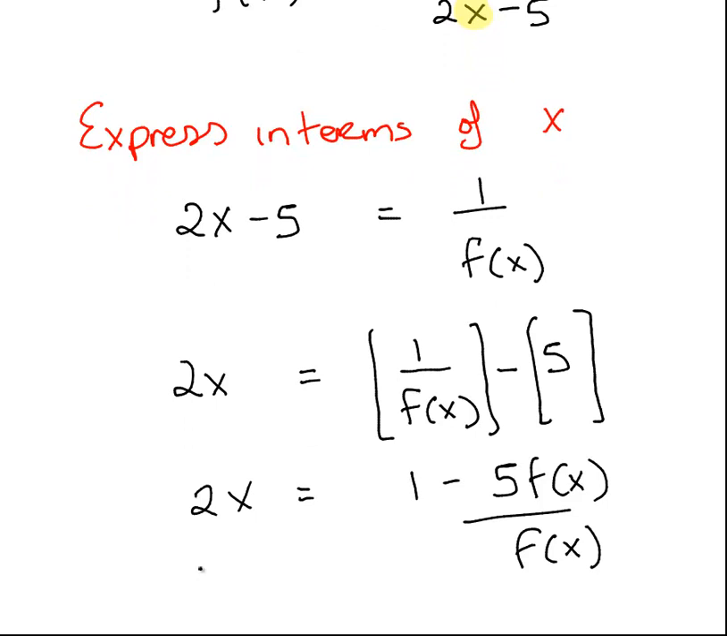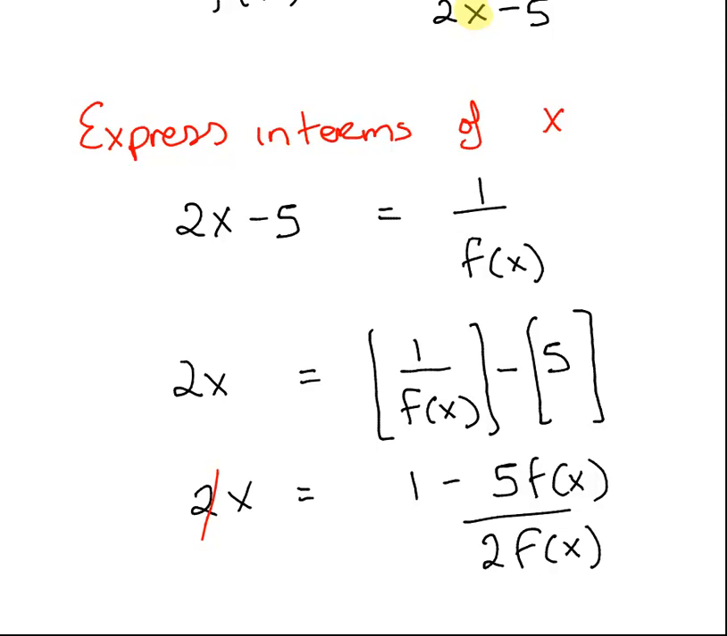So then finally what I'm going to do is divide both sides by 2. So I'm going to divide this side by 2, just get rid of that 2, and I'm going to divide the other side by 2. Essentially I could just put a 2 there. And essentially that is the job done, almost. So that's x expressed in terms of f.